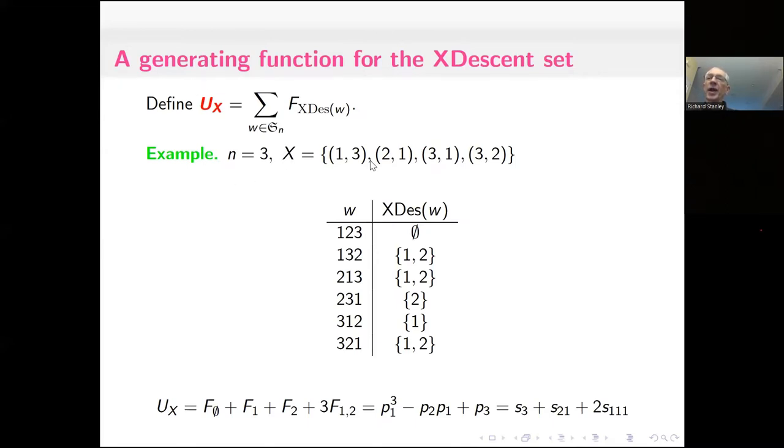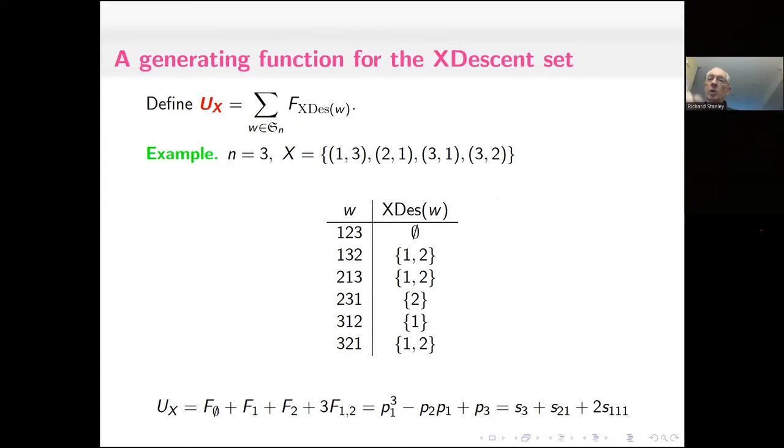So here's an example. For n equals 3, we'll let X be these four allowed descents. So 2,1; 3,1; 3,2 are all the ordinary descents. We'll also consider 1,3 to be a descent. Here are your six permutations and their corresponding X descent sets. We see three permutations whose X descent set is {1,2}. 2,1 is an X descent, and here 1,3 is an X descent. So the generating function UX is F empty, F1, F2, and three F_{1,2}'s.